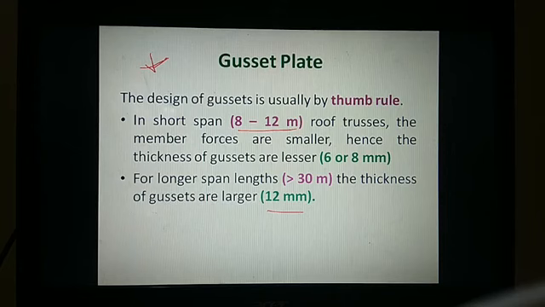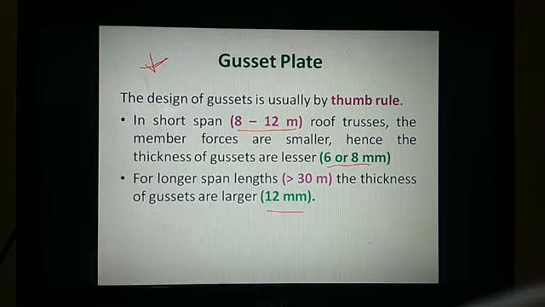Because the strength of the gusset plate always depends on its thickness. So when your spans are less, you can go with 6 to 8 mm of gusset plate. When the spans are more, you can go with a gusset plate thickness of 12 mm. So this is very, very important. This is just like a thumb rule that fabrication industries usually follow.